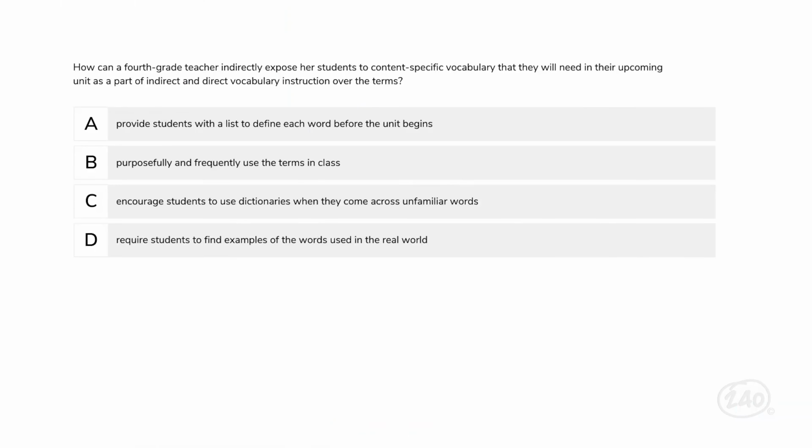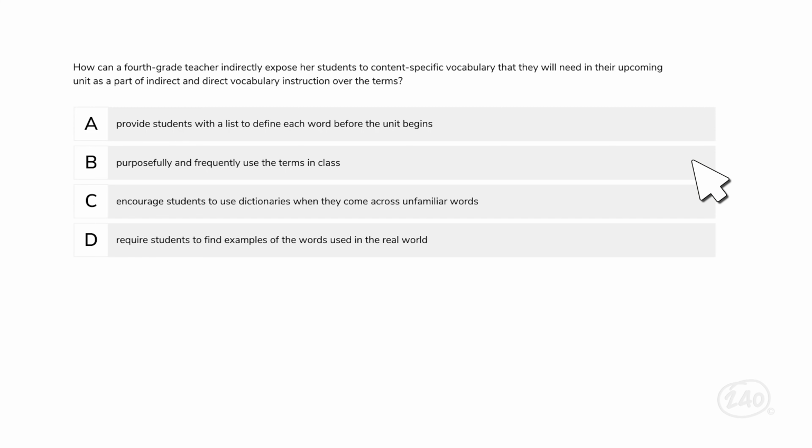Now, let's look at a vocabulary question. How can a fourth grade teacher indirectly expose her students to content-specific vocabulary that they will need in their upcoming unit as a part of the indirect and direct vocabulary instruction over the terms? Provide students with a list to define each word before the unit begins. Purposefully and frequently use the terms in class. Encourage students to use dictionaries when they come across unfamiliar words. Require students to find examples of the words used in the real world.